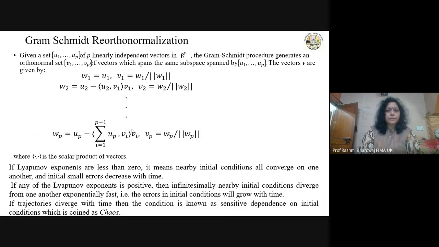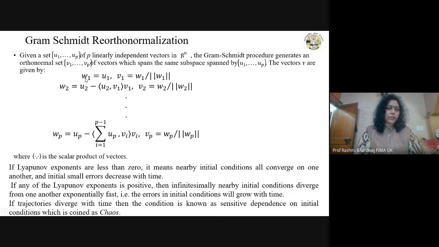And this is the process which we generally apply in finding the vectors. So it is the Gram-Schmidt reorthonormalization. Suppose given a set u1, u2 up to un of n linearly independent vectors in Rn, the Gram-Schmidt procedure generates an orthonormal set v1, v2, up to vn of vectors which span the complete set generated by u1, u2, up to un.